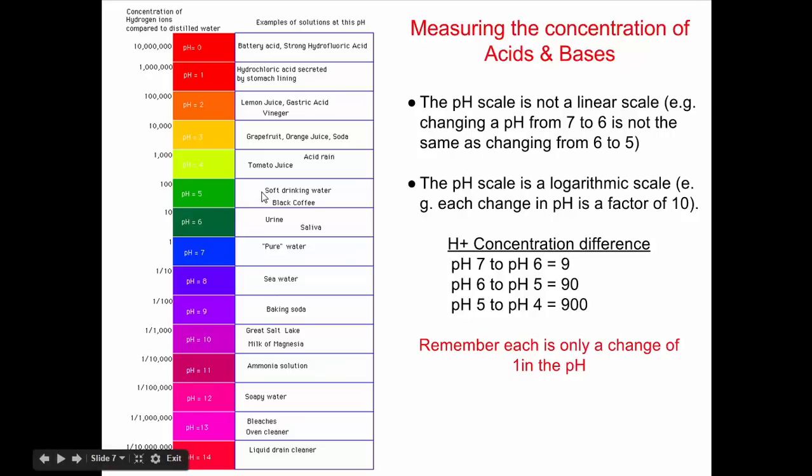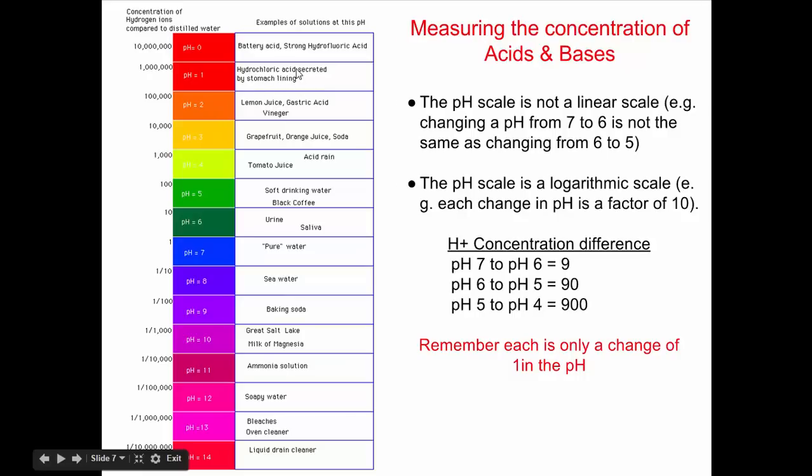Soft drinks, coffee, just plain black coffee, has a pH of 5. So these are 10 times more acidic than urine or saliva, and they're 100 times more acidic than pure water. So this is a 4. Tomato juice is 1,000 times more acidic than pure water, acid rain. And so each one, so grapefruit, orange juice, soda is a pH of 3. Lemon juice, gastric acid, vinegar, pH of 2.